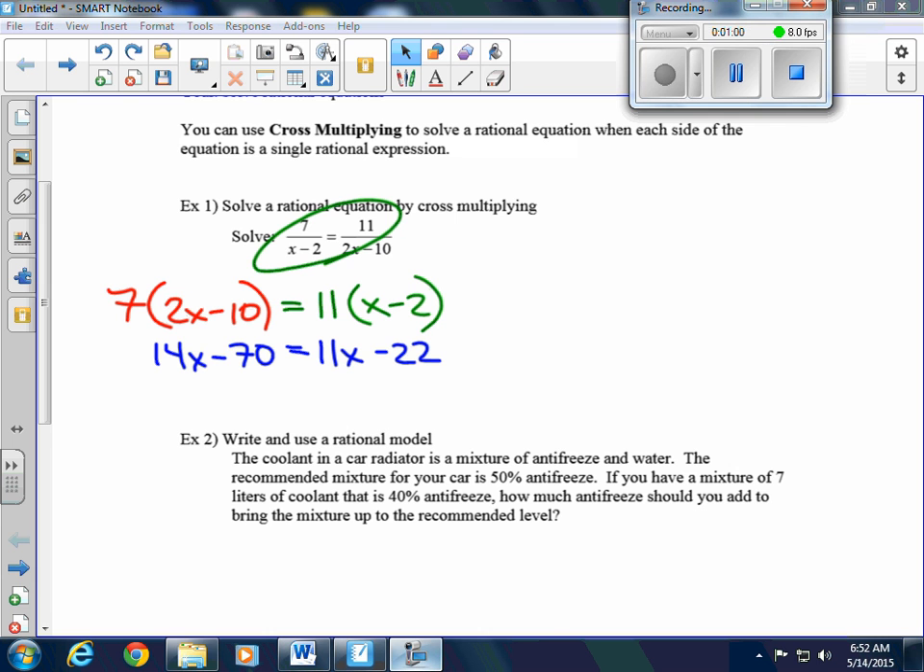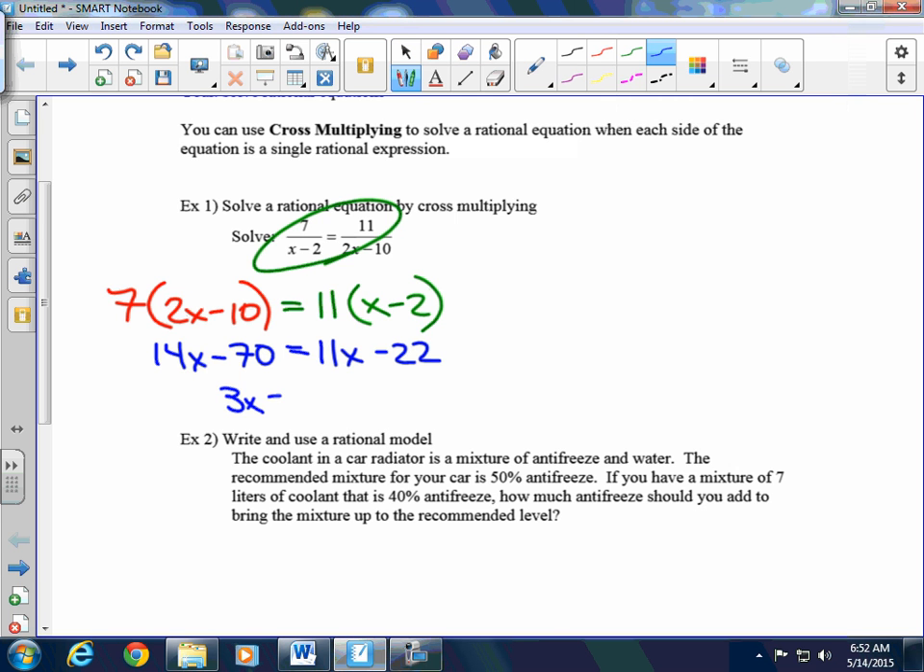And so now we have a linear equation which we're just going to solve like we've done hundreds of them before. So if we get all the variables on one side, we're going to have 3x over here. We add the 70 to both sides, we're going to get 48. We divide by 3, and 48 divided by 3 is 16. So we're going to end up with x equals 16.